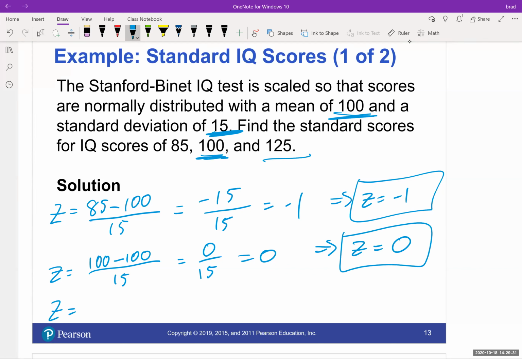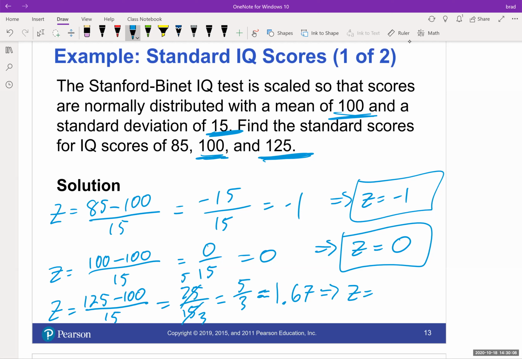So z equals, now let's do 125. I'm going to do 125 minus the mean divided by 15 equals 25 divided by 15. Let's divide these by 5. This would be 5, this would be 3. So we get 5/3, which is what, 1.6? Oops, no, 1.67. Let's round off. So approximately 1.67, right? Because it's actually 1.66666666, so 5 divided by 3. So this is our z-score of 1.67.